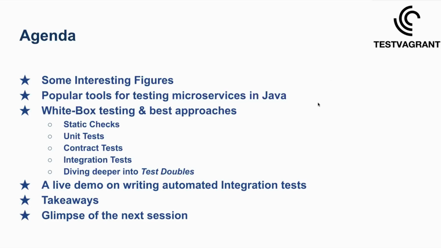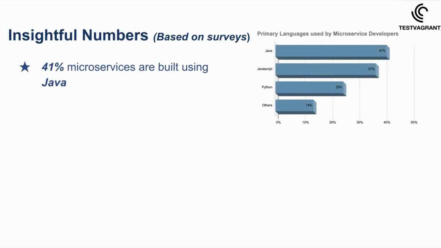Let me move to some of the numbers. I like facts, I like data, so I'll share some numbers based on surveys which have happened of late. The first interesting number is the primary languages used by microservice developers. You see there are a lot of object-oriented languages being used these days, with Java still being one of the most popular languages which devs use.